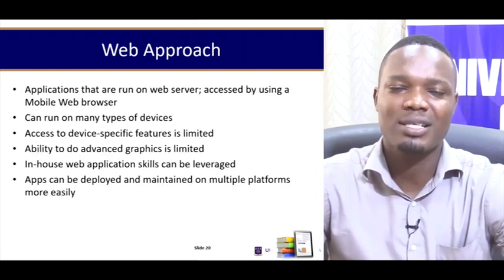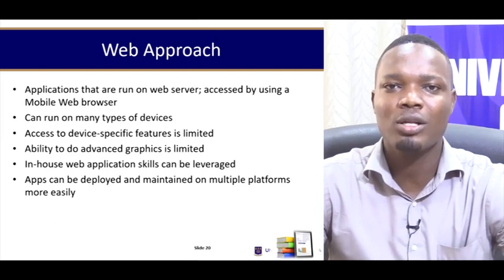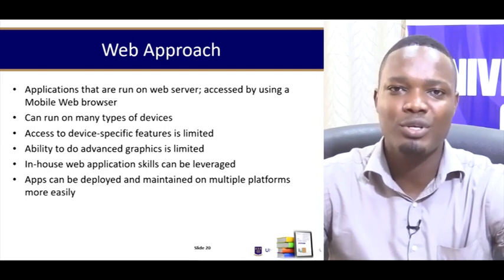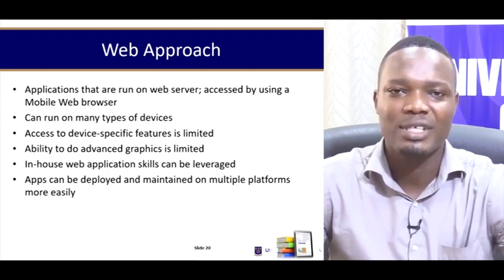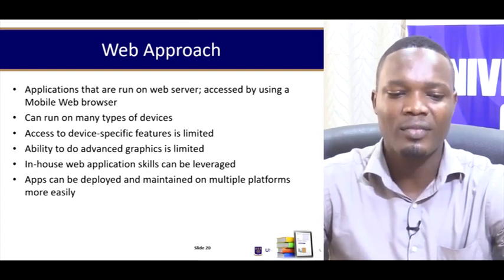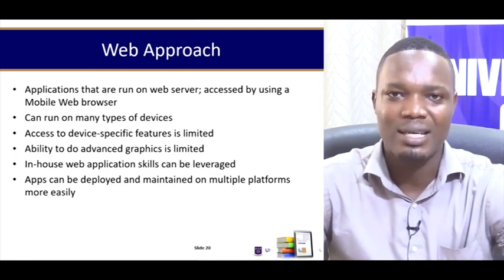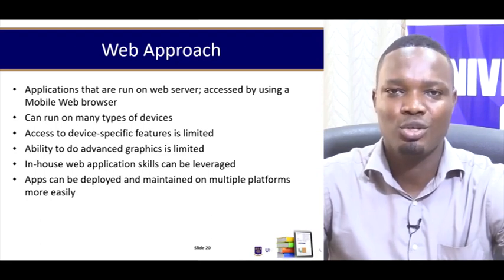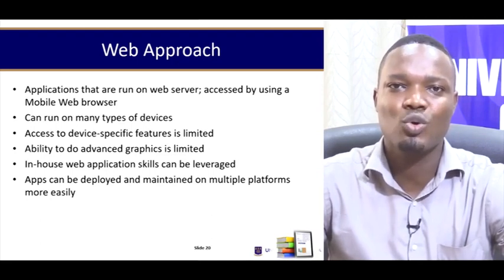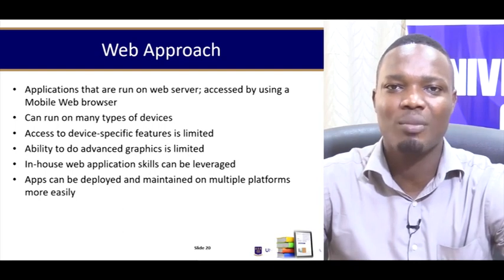The next one we want to talk about is the web approach. Already we've seen a table telling us the differences between all of these approaches. We said that for the web approach, here you build and you deploy on your server, and then the user using their desktop or mobile device will just log on via the internet, get access to your application, and then use that. Now here, you can access device-specific features, but it's limited. Because with the web application, you can access the webcam, but not so easily can you access the contacts from a mobile device.